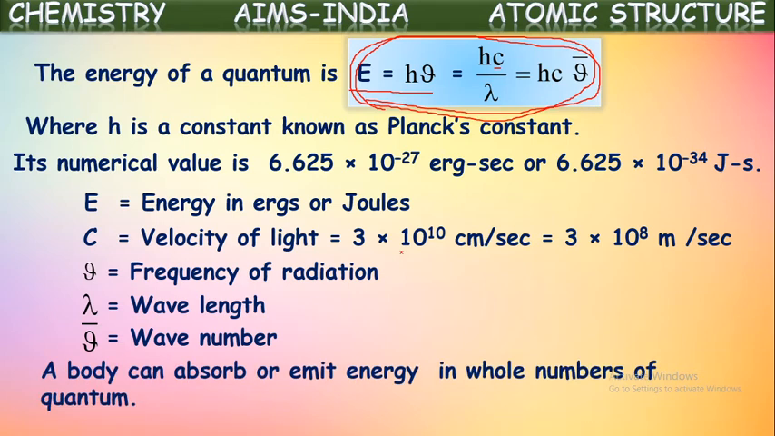A body can absorb or emit energy in whole numbers of quanta. Yes, we said energy is emitted or absorbed by an atom in the form of small packets. Each packet is called a quantum or photon. So any body can absorb or emit energy in whole numbers of this quantum, which can be written mathematically like this: E is equal to n h nu, where n represents the number of quanta or photons, and h nu is the energy of each quantum or each photon.